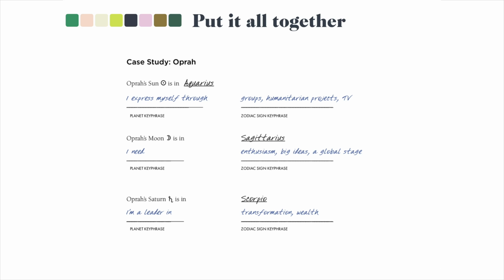And then, for example, Oprah, her sun is in Aquarius. So the planet key phrase we chose was, I express myself through. And then the zodiac sign key phrase for Aquarius was groups, humanitarian projects, and TV. Right on, right? Her moon is in Sagittarius. The planet key phrase is, I need. And then the zodiac sign key phrase is enthusiasm, big ideas, a global stage, and so on. So try that out for your chart.